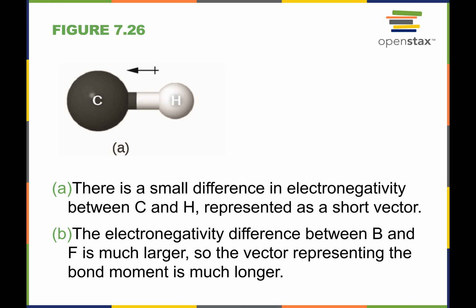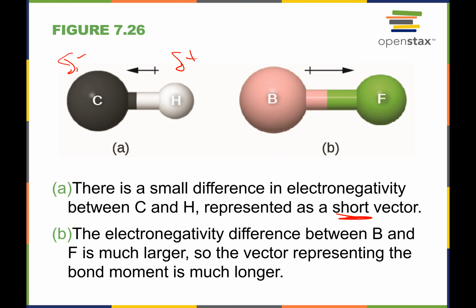And I can tell that. Remember what those little vectors mean? Where it begins, that's positive, and where it ends is negative. So this is partially negative, partially positive. All right. So the point here is that's a relatively short little stubby vector versus this one. Again, I know that this is partially positive, even without looking at Pauling values, and this is partially negative.